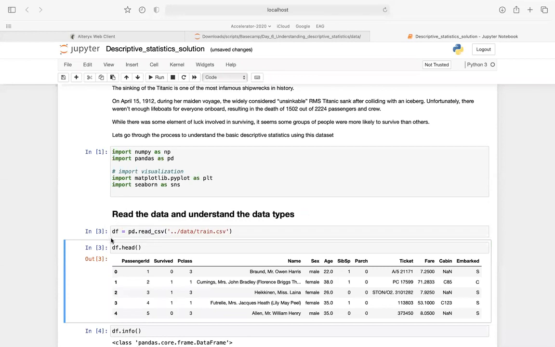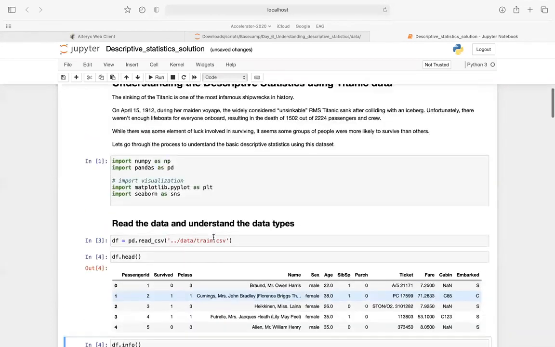my df object will now hold my CSV file. In order for me to have a quick look at my data, I would simply say df.head. Can anybody remember what df.head does? Quickly.